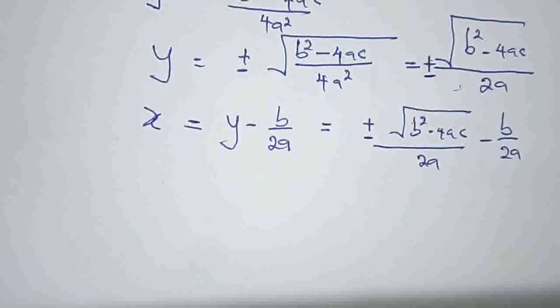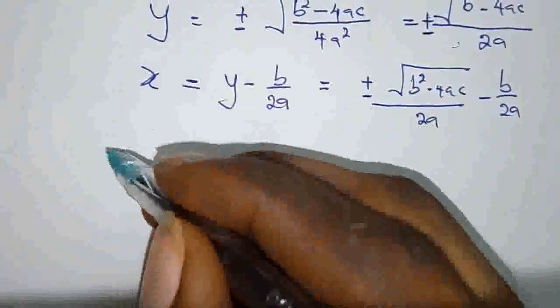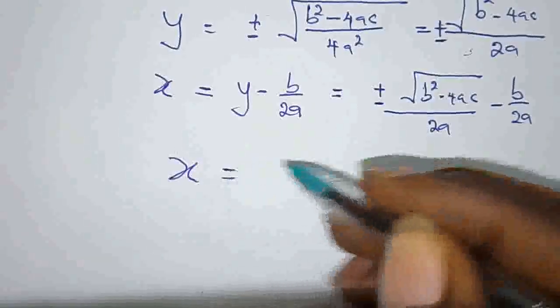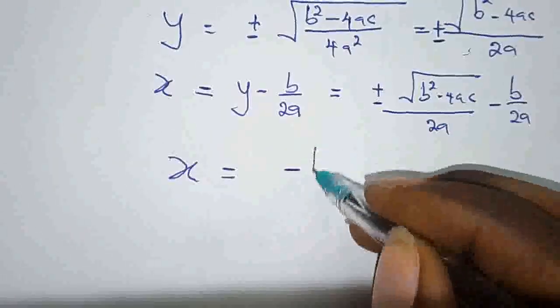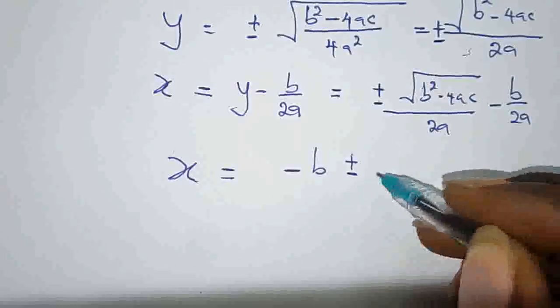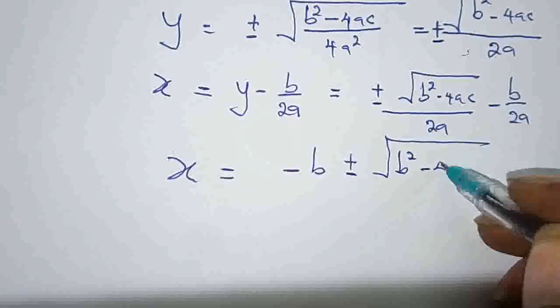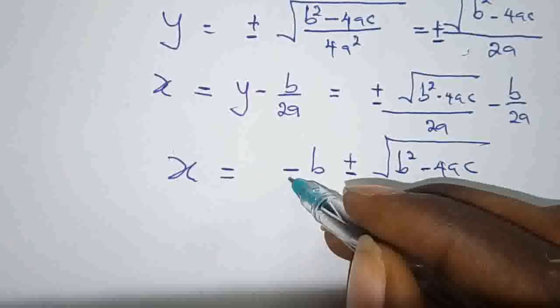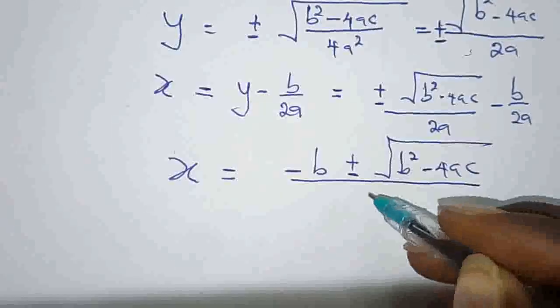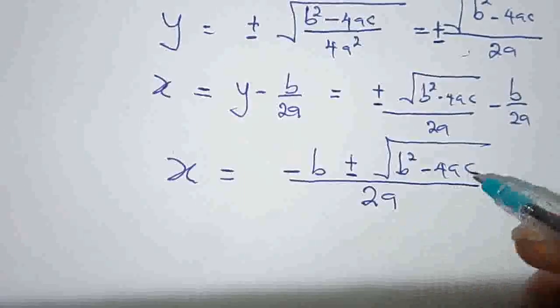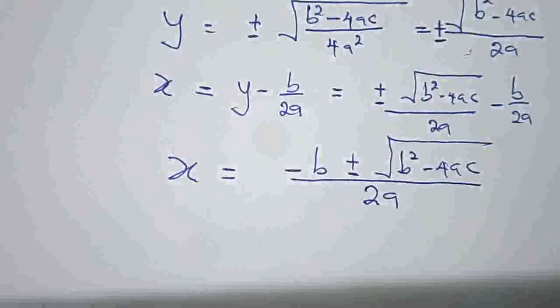Taking the common denominator, we have x equal to, we can write this as minus b plus or minus square root of b squared minus 4ac all over 2a, which is the general quadratic formula.